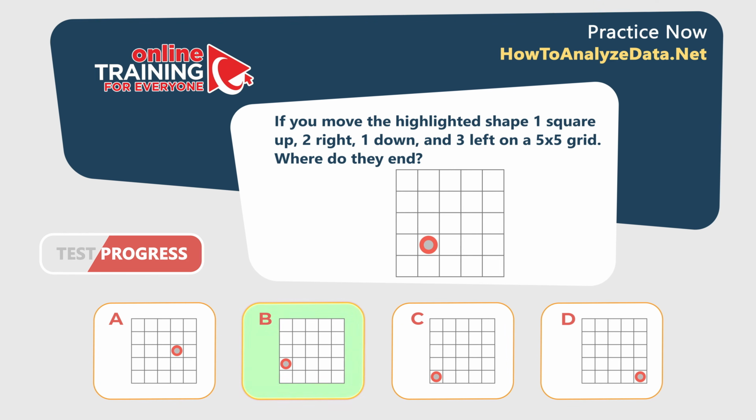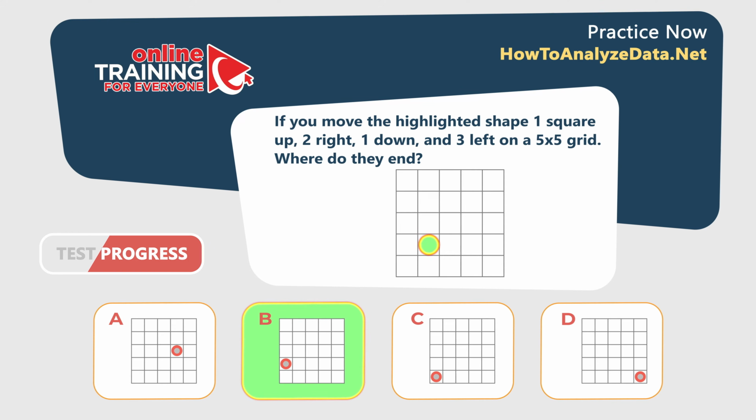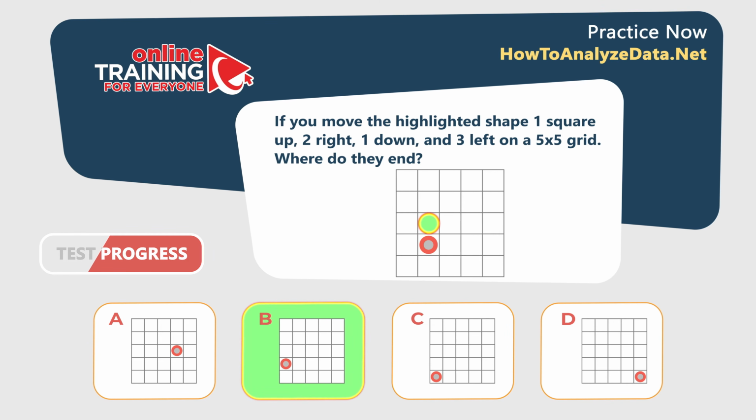Your choices for the answers are A, B, C, and D. The correct answer is choice B, and here's why. Let's make sure you track the movement. 1 up, 2 right, 1 down, and 3 left.